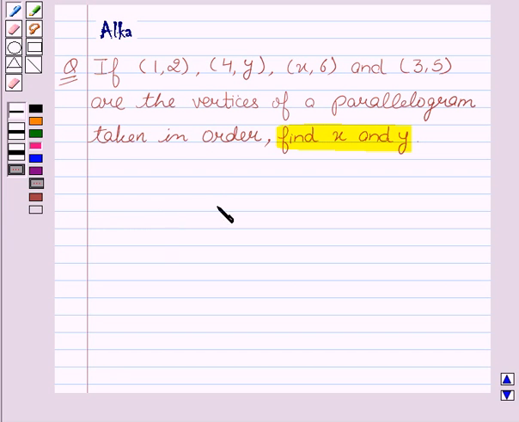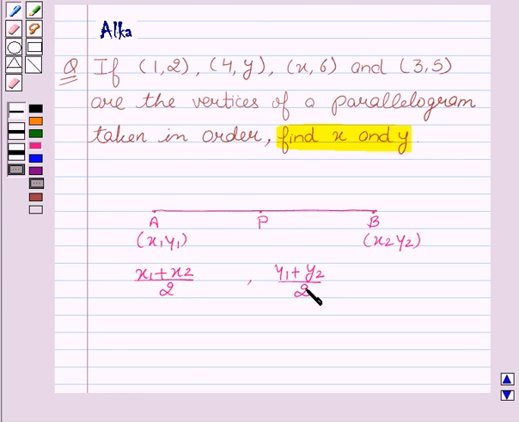Let there be two points A and B. The coordinates of A are (x1, y1) and that of B are (x2, y2). Let P be the midpoint of the line joining A and B. The coordinates of the midpoint of the line joining the two points are given by ((x1 plus x2) upon 2, (y1 plus y2) upon 2).